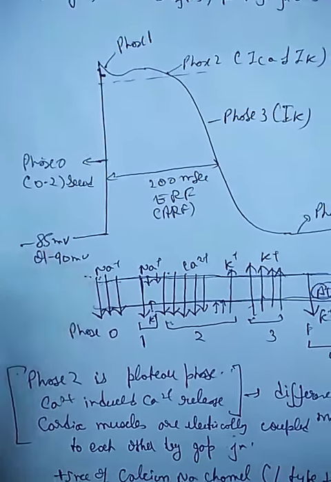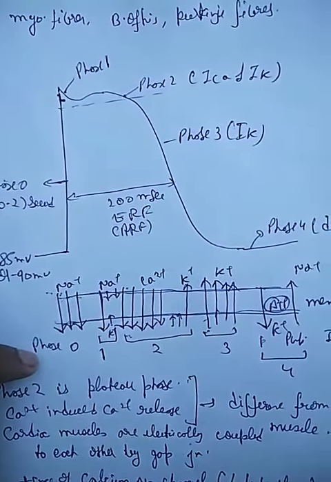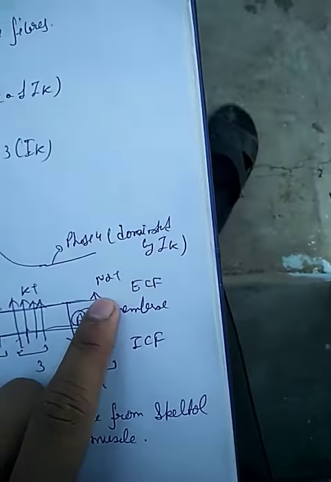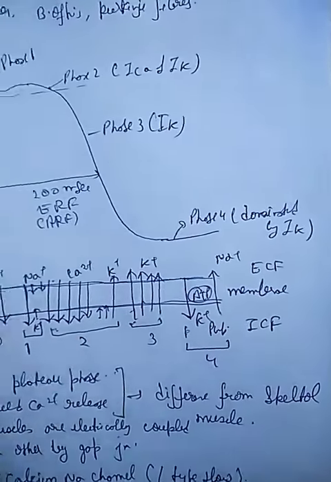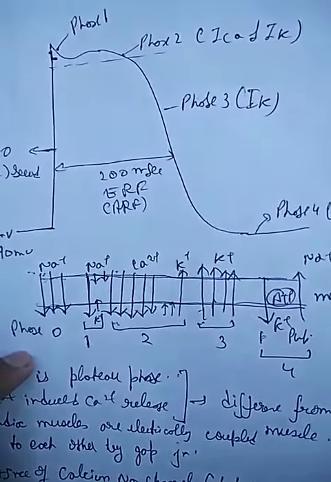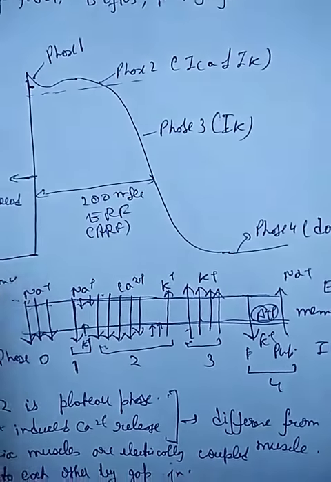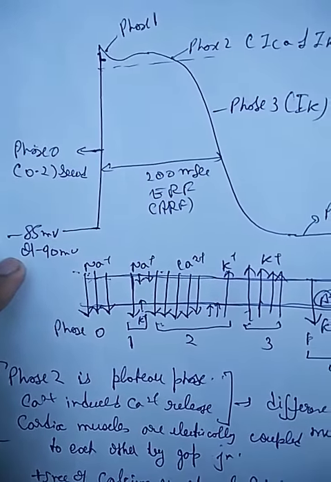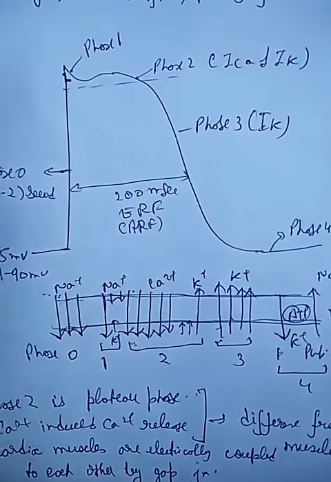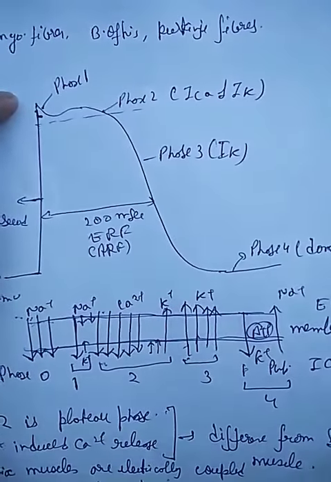So influx of sodium occurs. From the ECF, that is the extracellular fluid, to the intracellular fluid, the sodium goes inside and causes a positive charge inside the membrane. Phase 0 starts from the resting membrane potential, that is -85 or -90, up to +20 or +30. So depolarization occurs.